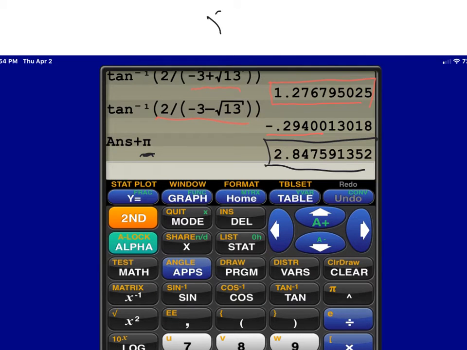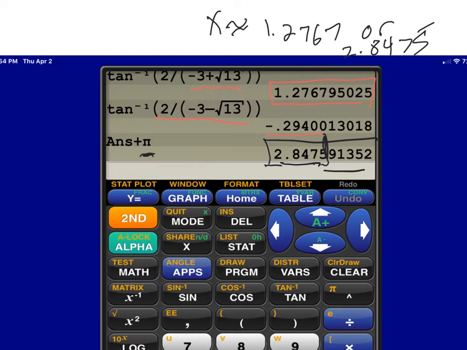So x is approximately 1.2767 or 2.8475. You can round it if you want. I saw in my math lab maybe a problem or two was asking for 6 decimals. That's ridiculous. In AP Calculus, we only use 3. In AP Stats, we use 4. But 3 is fine. That's plenty of precision.